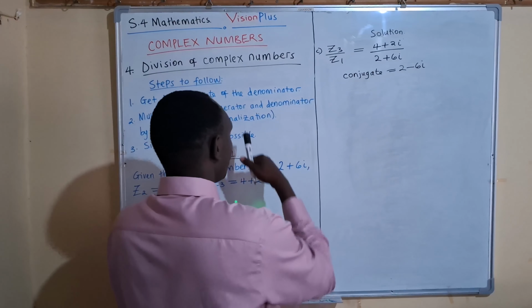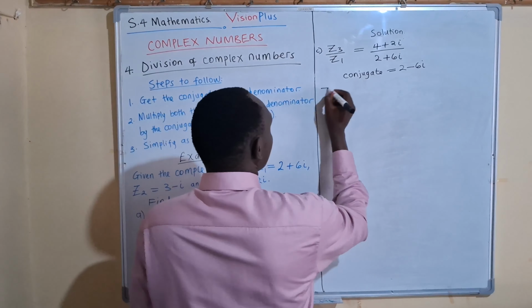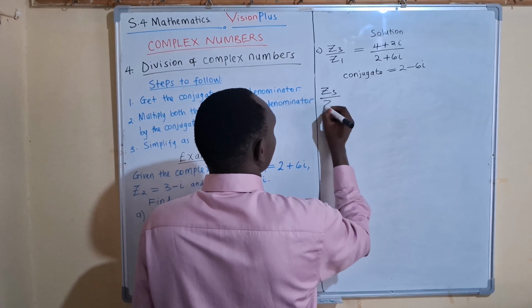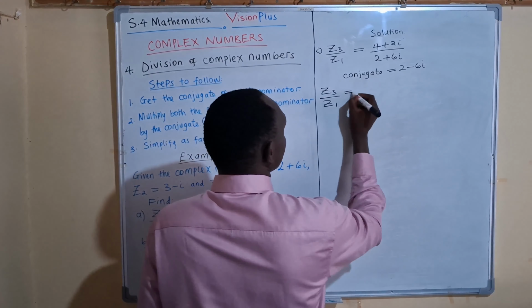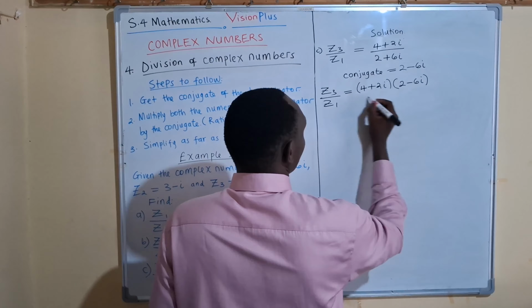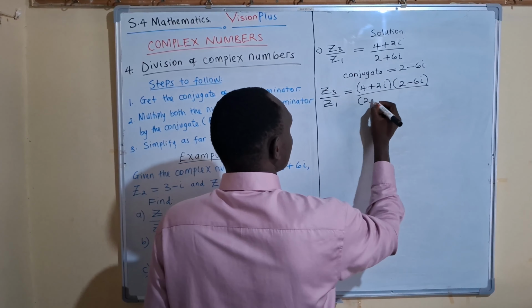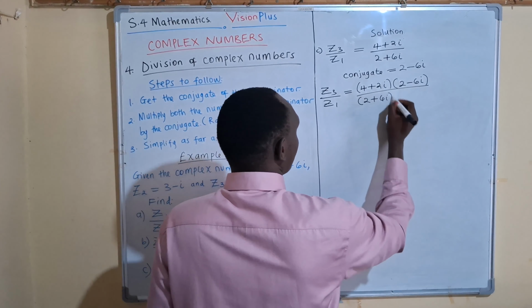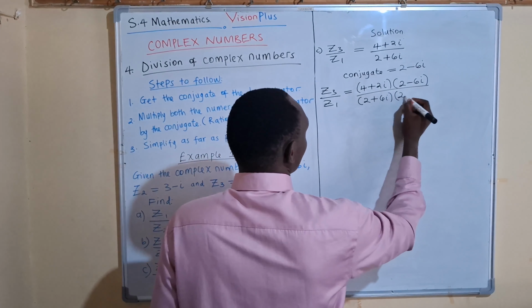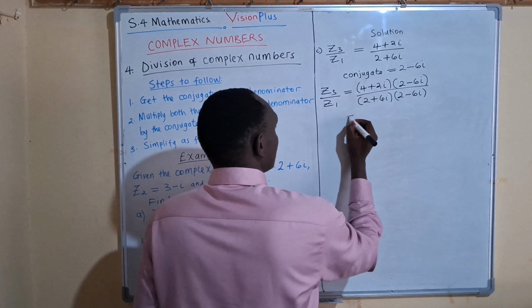And then the second step is multiplying both the numerator and the denominator by the conjugate of the denominator. This gives us here 4 plus 2i, that is the numerator, times the conjugate of the denominator, which is 2 minus 6i, divided by the denominator, which is 2 plus 6i, times its conjugate, which is 2 minus 6i.